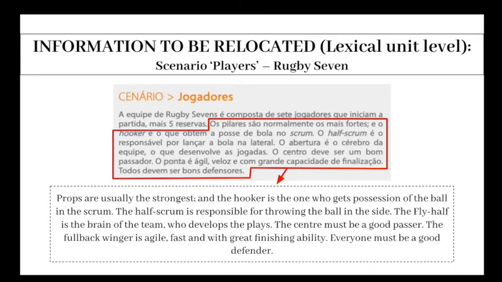An example of information to be relocated from the frame to the lexical unit level, we can mention this excerpt from the frame players from Rugby 7, which presents the athlete's individual attributions for the hooker, the fly half, half scrum, the center, the fullback winger.